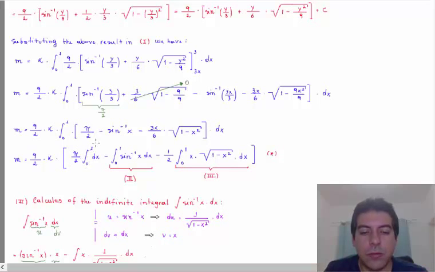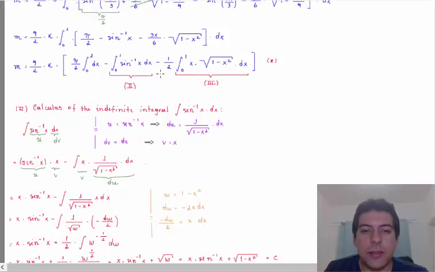So we have the integral from 0 to 1 of dx minus the integral from 0 to 1 of sine minus 1 of x dx minus the integral of 1 over 2 dx, which has to stay inside of the integral since it is a variable, the integral from 0 to 1 of x times the square root of 1 minus x squared dx.